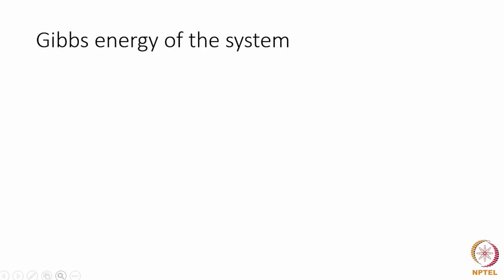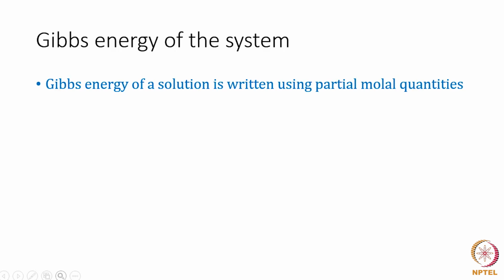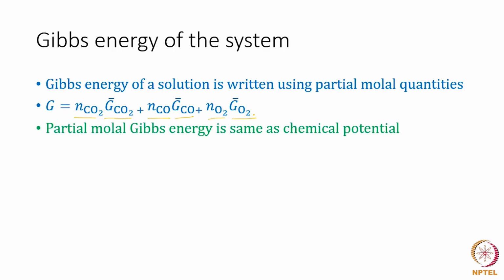So we can now write the Gibbs energy of this solution comprising of these three species as follows. We write the Gibbs energy of solution using partial molar quantities. We take the number of moles of CO2, multiply with the chemical potential of CO2, and then sum it up with the number of moles of carbon monoxide times the chemical potential of carbon monoxide, and sum it up with the number of moles of oxygen multiplied by the partial molar Gibbs energy or chemical potential of oxygen. So this is how we define the Gibbs energy of a solution. Because the partial molar Gibbs energy is the same as chemical potential, we will use the symbol mu to make it simpler to write and typeset these equations. So the two expressions denoted here are identical.